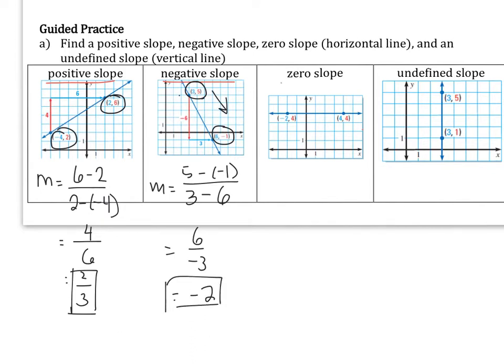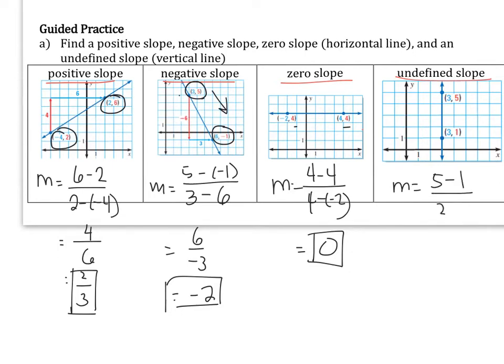And for this one, 0 slope. So if we want to show work, 0. And this undefined slope, 5 minus 1 over 3 minus 3. This is undefined. Or you can simply say no slope. Either one.